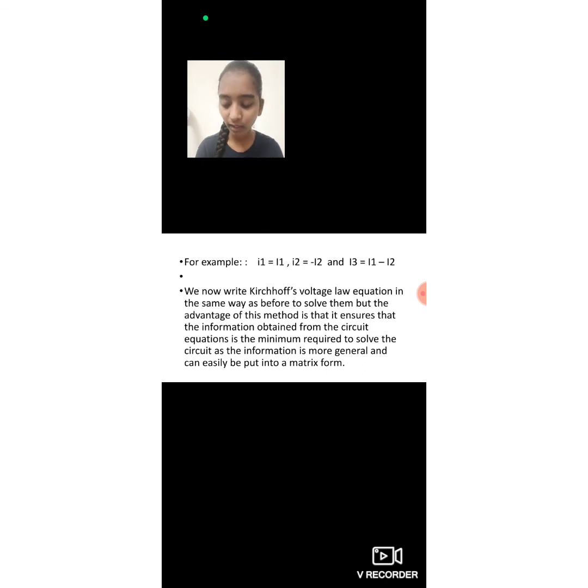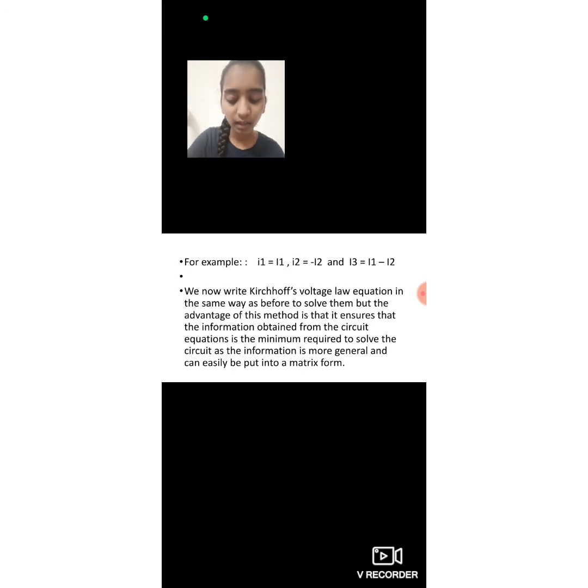Solving for mesh currents instead of directly applying Kirchhoff's current law and Kirchhoff's voltage law can greatly reduce the amount of calculation. These are physical branch currents. In the example, there are six branch currents but only three mesh currents. The advantage of this method is that it ensures the information obtained from the circuit equations is the minimum required to solve the circuit, as the information is more general and can easily be put into matrix form.